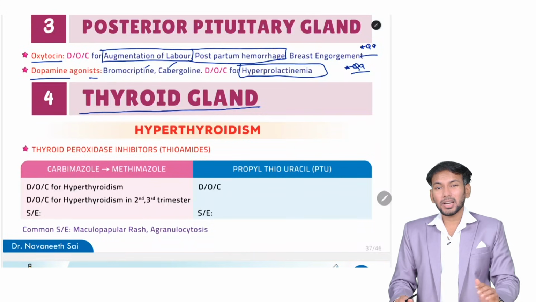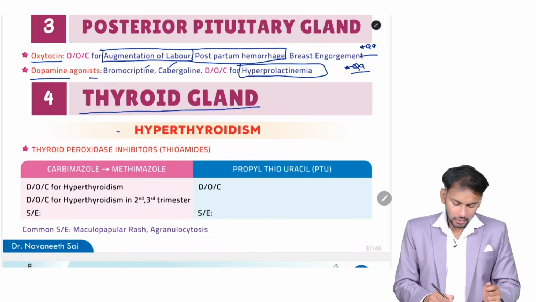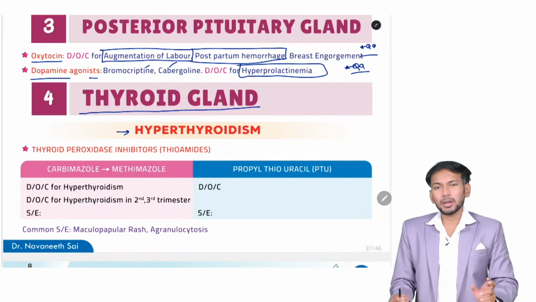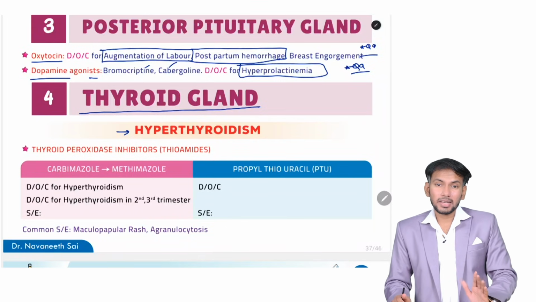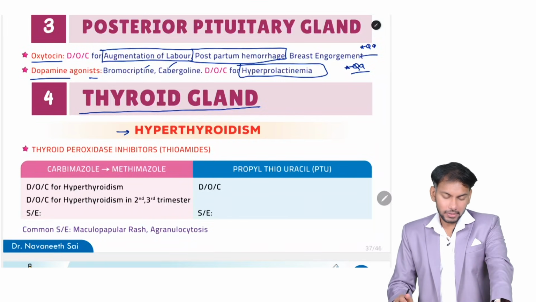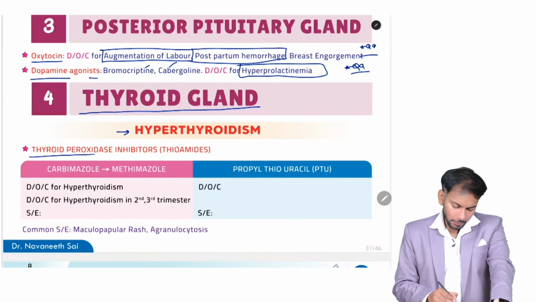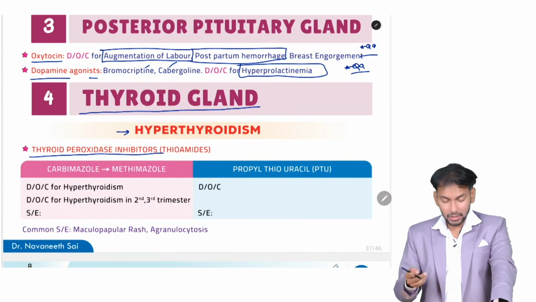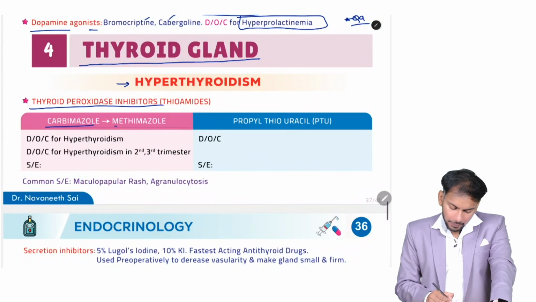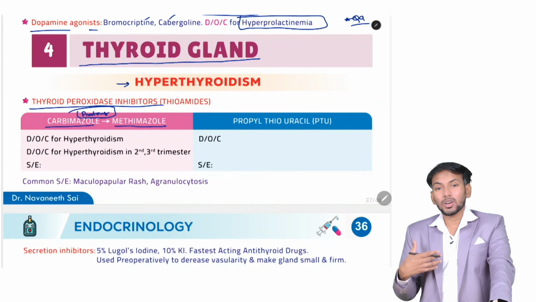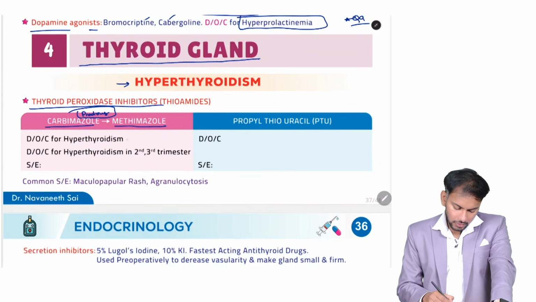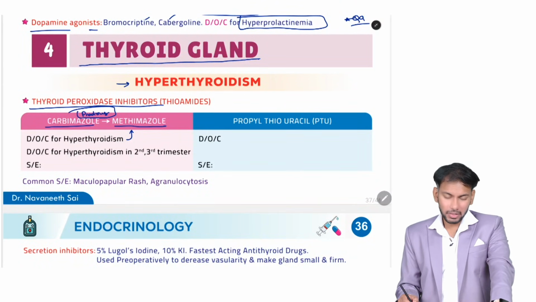Now, coming to the thyroid gland. Pretty simple. Thyroid hormones are increased. That will cause hyperthyroidism. In hyperthyroidism, we will use drugs like thioamides. Thioamides are TPO inhibitors, thyroid peroxidase inhibitors. What are the drugs? Carbimazole and methimazole. Carbimazole is a prodrug. It is converted into methimazole. Now, what is the drug of choice for hyperthyroidism? Obviously, carbimazole and methimazole.